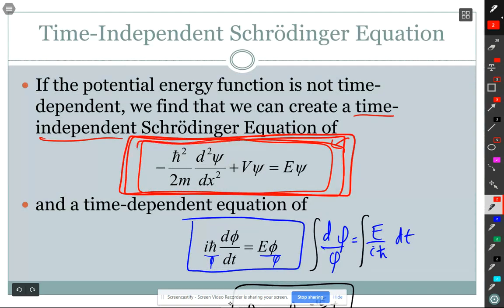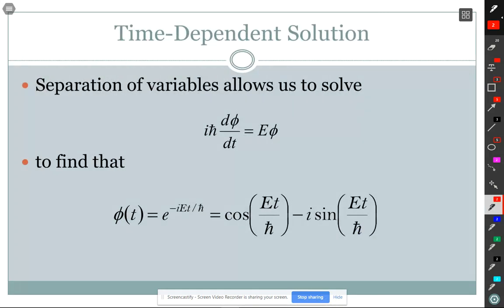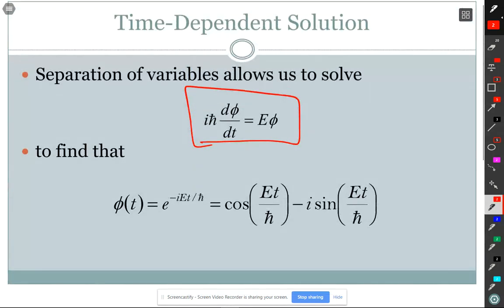The lower one, I would be willing to bet that on most days Chad wouldn't remember it, because that's how much we use it. We know it's there, and the solution for that is very simple. If we want to solve this equation, we've been doing this since the first day of the semester.